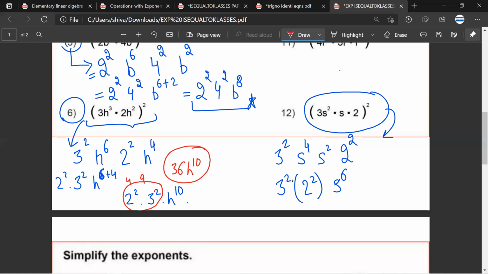So similarly, here also the numbers are small. So this is 9, this is 4, and this is s^6. So your final answer would be 36 s raised to power 6.